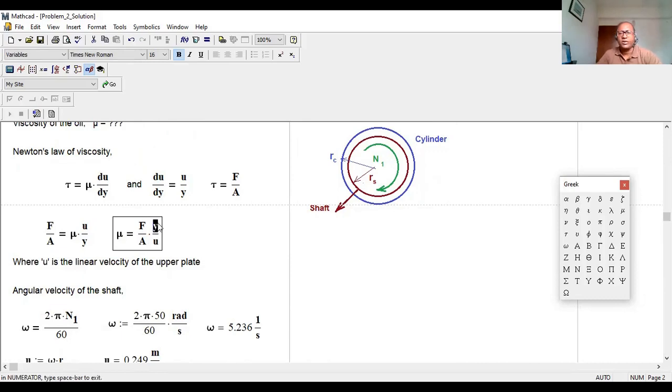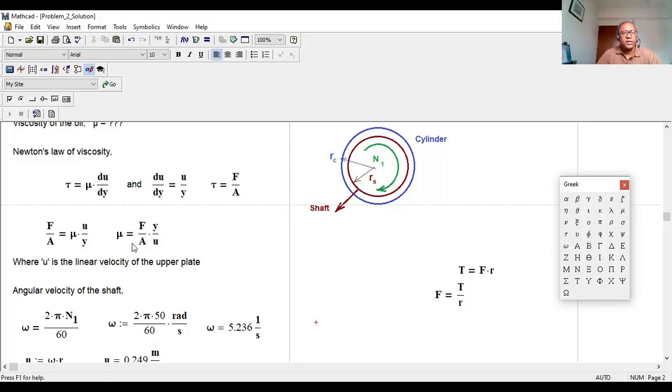Now the y value we already have. We don't have the value of A, and we don't have the value of F, but torque is given. We know that torque T equals F into R. So torque is given, and easily you can figure out F: F equals T divided by R.